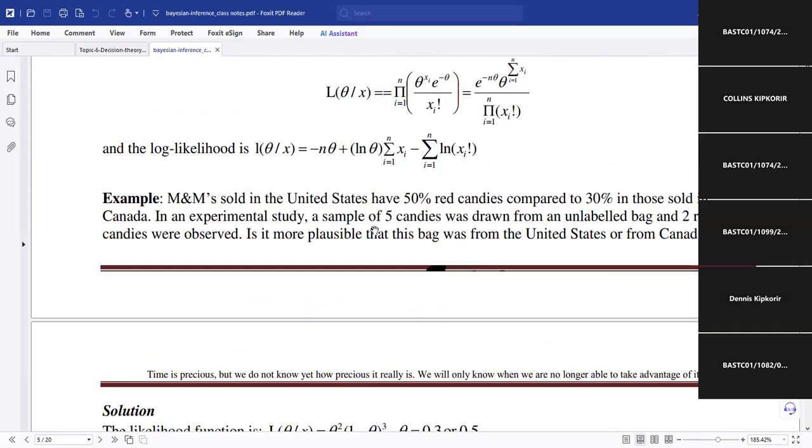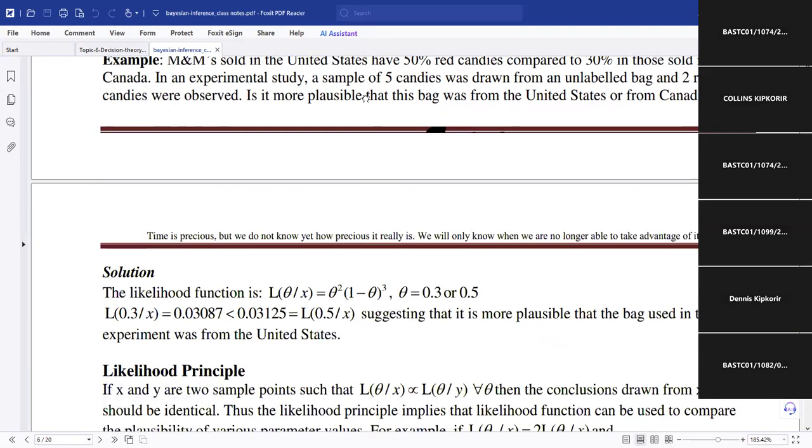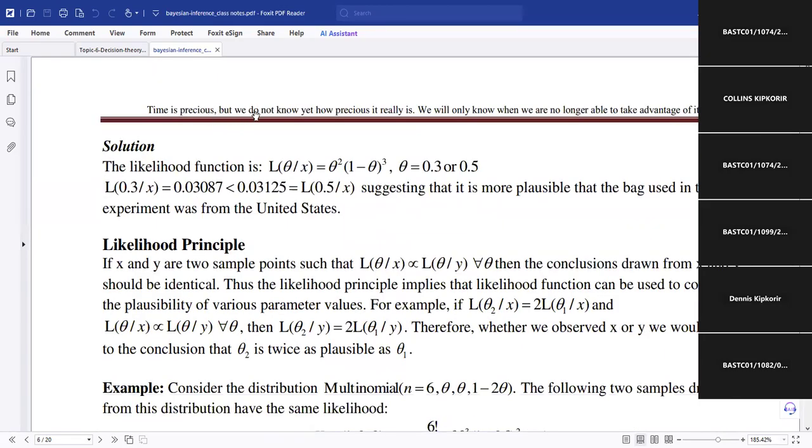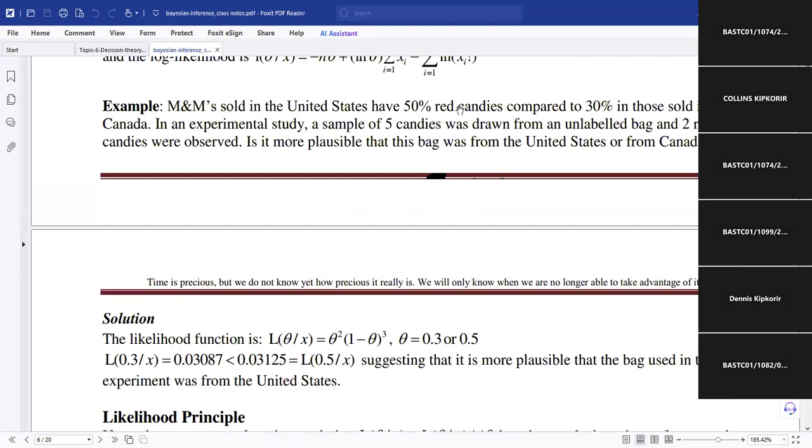Then let's see this example here. M&M's sold in the United States have 50% red candies compared to 30% in those sold in Canada. In an experimental design, a sample of 5 candies were drawn from an unlabeled bag and 2 red candies were observed. Is it more plausible that this bag was from the United States or from Canada?